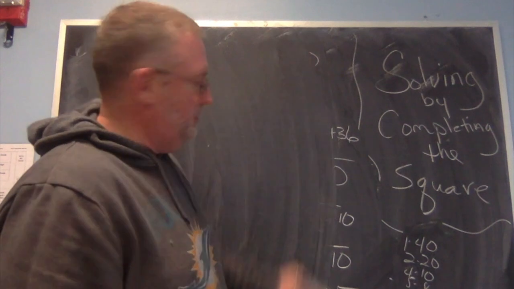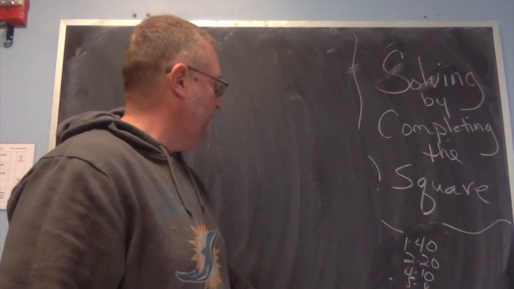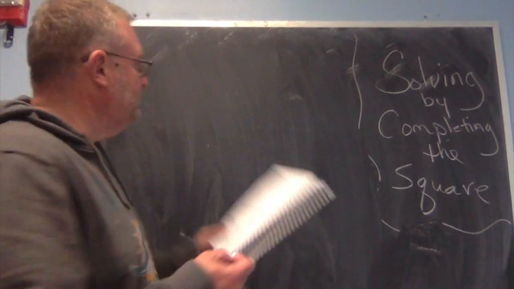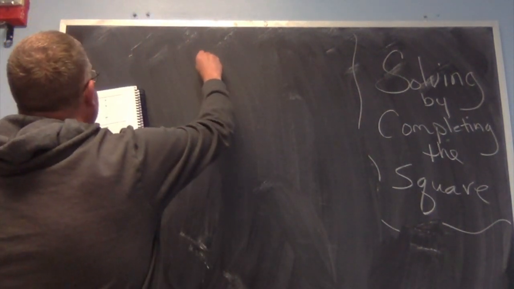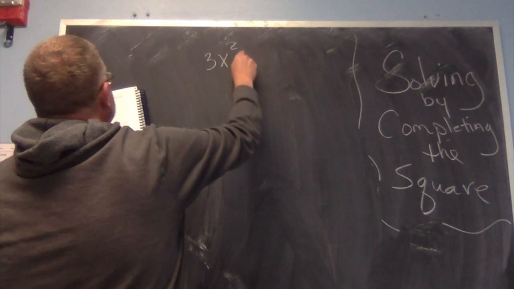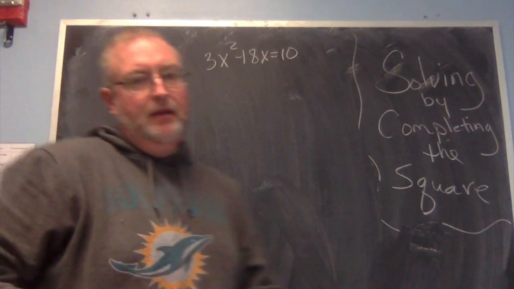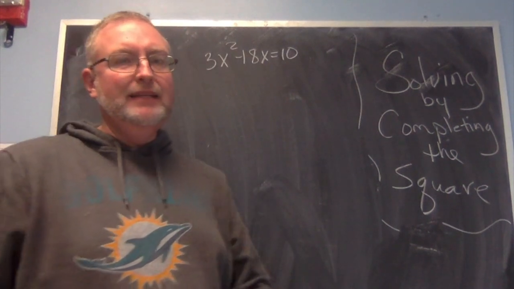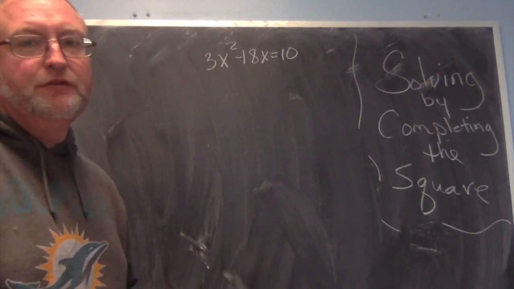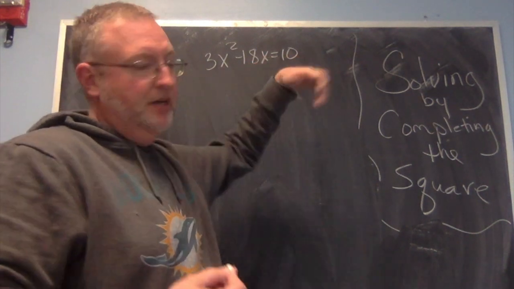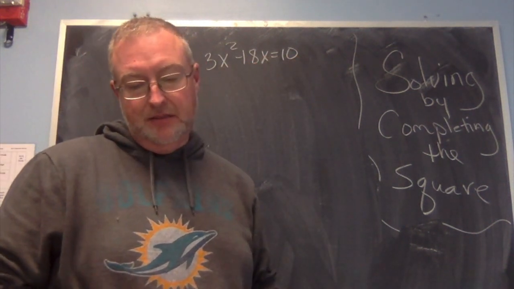Do the bottom ones here. Number 24. All right. Number 24 says this. It says 3x squared minus 18x equals 10. All right, so step number 1 is to get it in the first form that we need it in by moving any constant over here. It's already done for us. So that's a good thing.